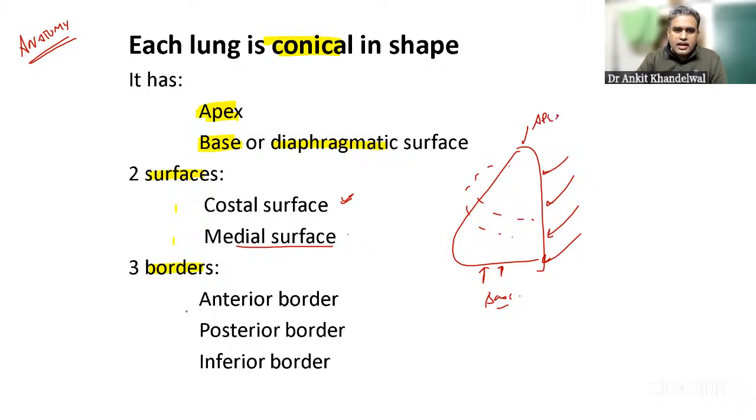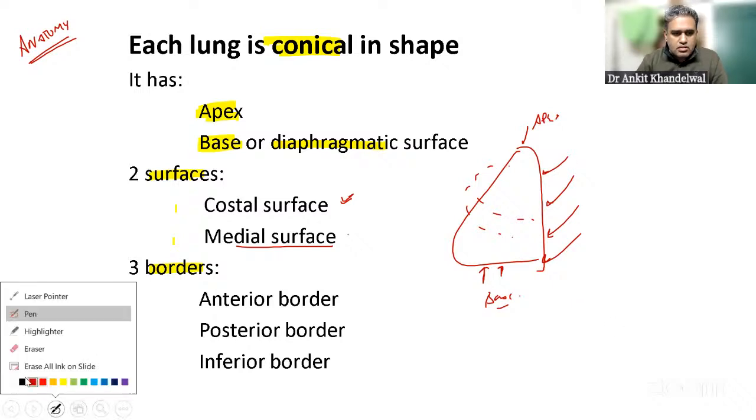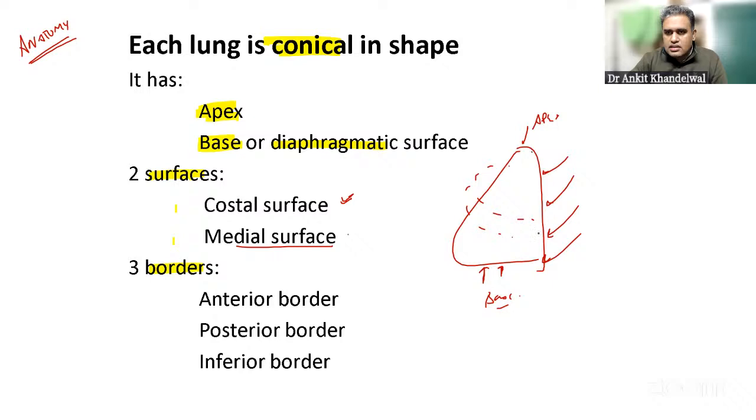The borders: anterior border, posterior border and the inferior border. So you have three borders over here. And this, let me use a different color over here. This side over here will have the anterior border.